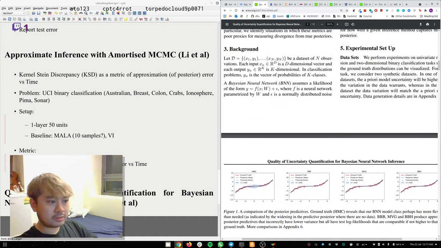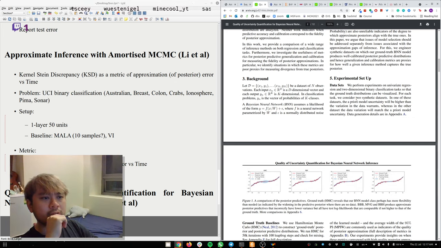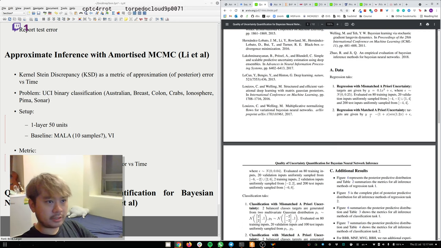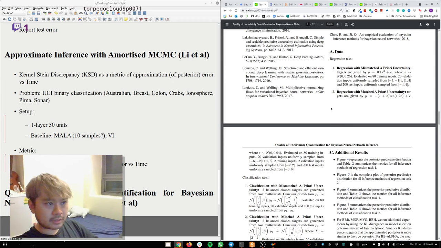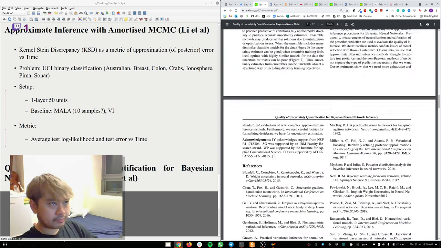I hope I learned something, basically. Okay, let's go. What data are you using, my friend? Univariate regression and two-dimensional binary classification so that the ground truth can be visualized. For each task, we consider two synthetic data sets. In one of these, the a priori model uncertainty will be higher than the variation in the data warrants. Whereas in the other, the data will match the a priori model. Data generation details in the appendix. So this is a toy problem, basically, right? Okay.